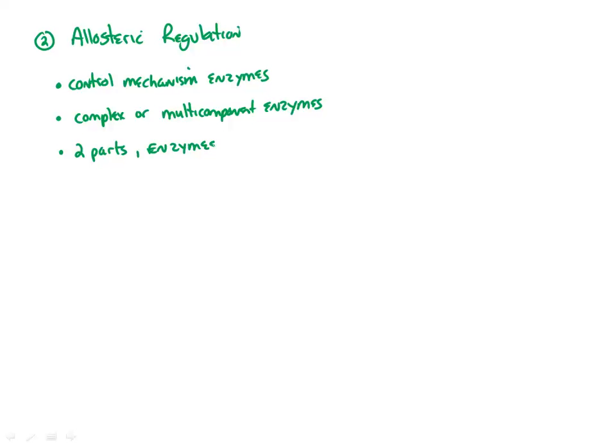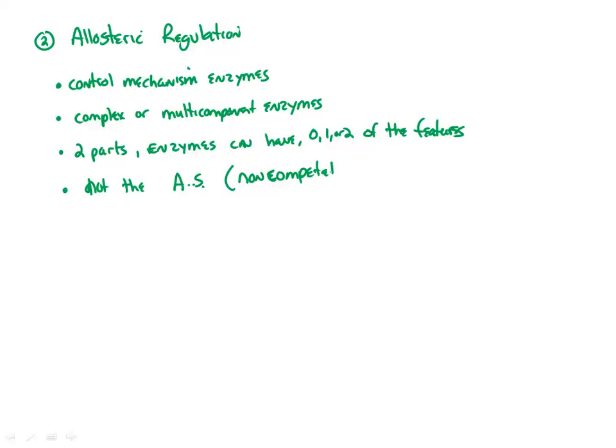Enzymes can have 0, 1, or 2 of the features. That's kind of being generic, I guess. What we're really saying is that if it has none of these features, then there is no allosteric regulation, really. It can have one where maybe it's just the inhibitor or the activator, or it can actually have two sites, an inhibitor and an activator site. And the other important part about this is that these are not the active site. And so what we're really talking about is a mechanism for non-competitive binding.